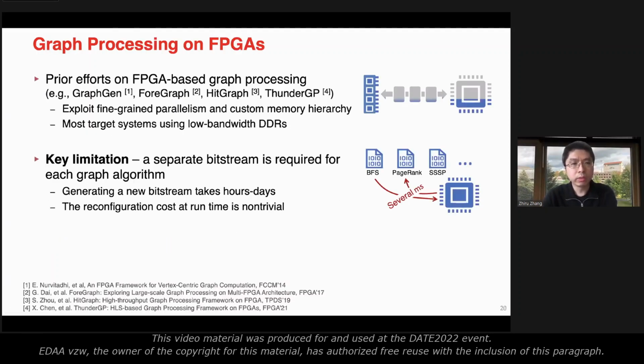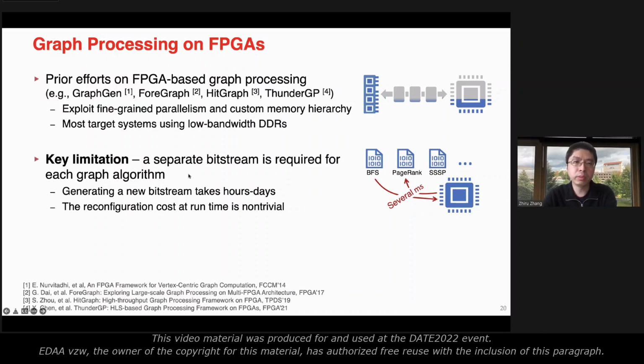So GraphLily is really about speeding up graph processing on FPGA. Again, there are a number of prior studies doing graph acceleration on FPGAs. But the key difference here is that all the existing work so far targets a specific graph algorithm, either BFS, breadth first search, shortest path, or PageRank, or others.